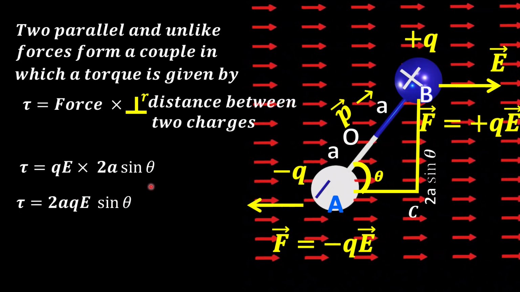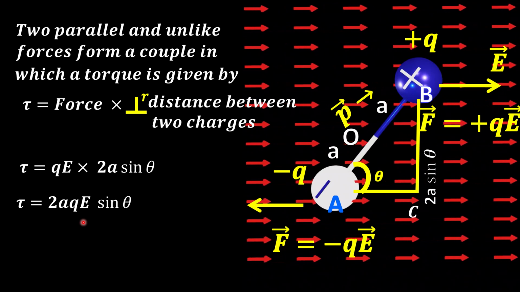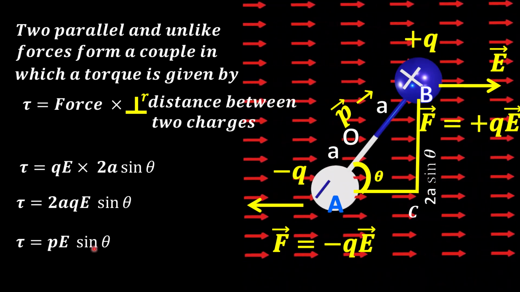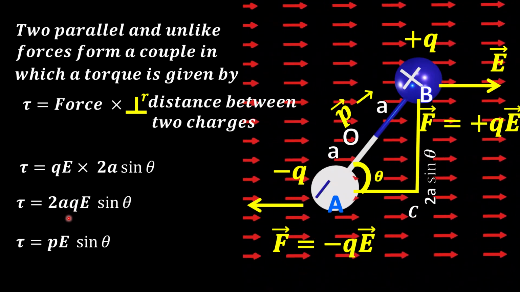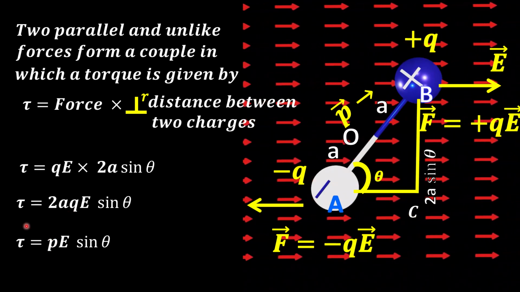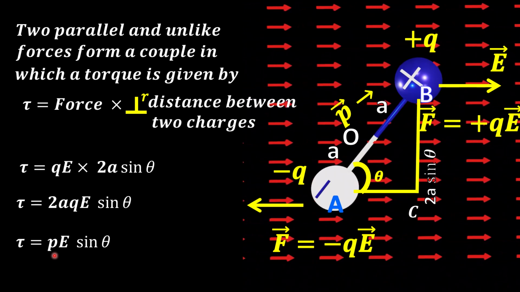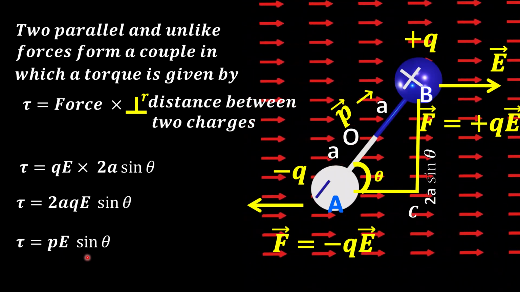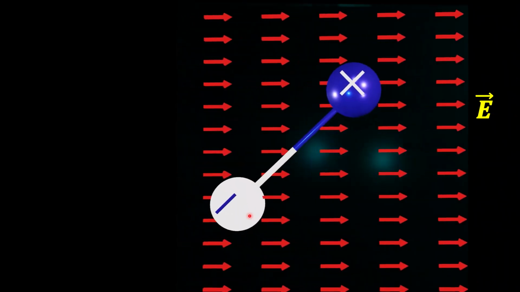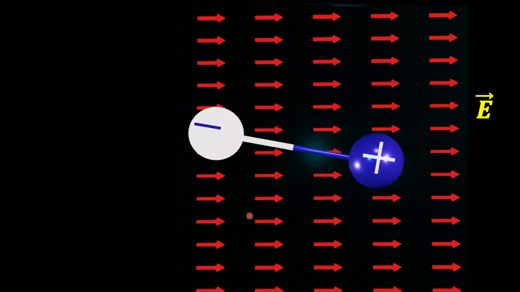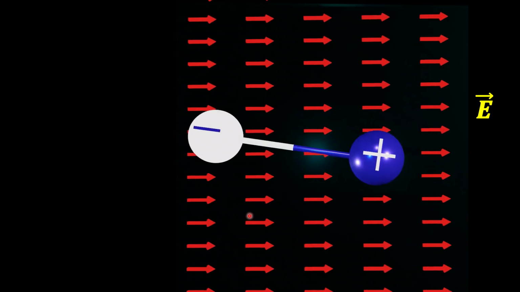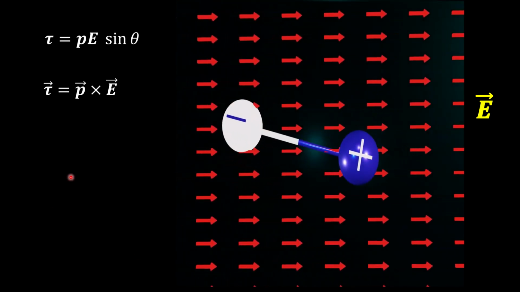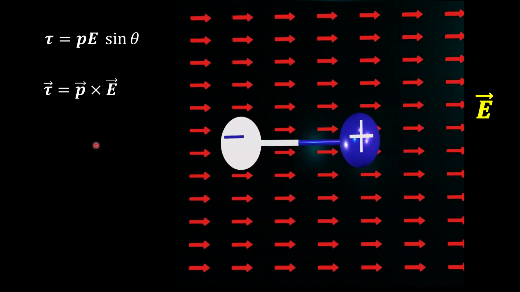Substituting this perpendicular distance between the two charges and the force value, and rearranging the right hand side, we get 2aqE sin theta. Here 2aq is the dipole moment value. So tau, that is torque, is equal to dipole moment into electric field into sin theta. Due to this torque, the dipole moves up and down. The torque in vector form is P vector cross E vector, where P vector is the dipole moment vector and E vector is the electric field vector.